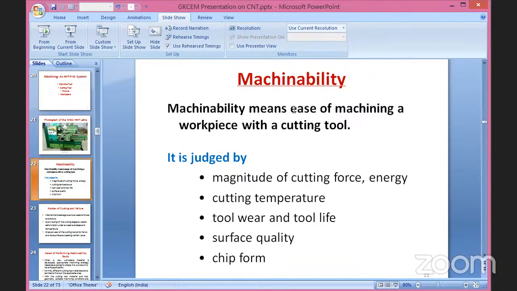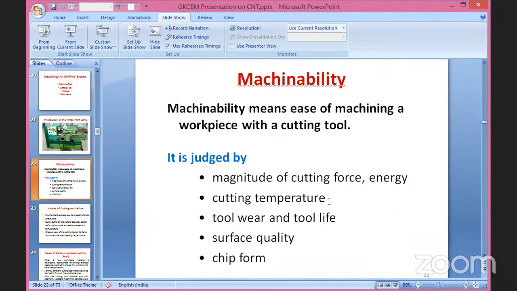Now, how can you judge? That is also one very important issue. We are saying it is easy. Easy means less effort is required. And whenever we say easiness, that means less effort, less energy, less power should be required. So that is the first thing: the magnitude of cutting force, power, energy, etc. should be low if you require good machinability.